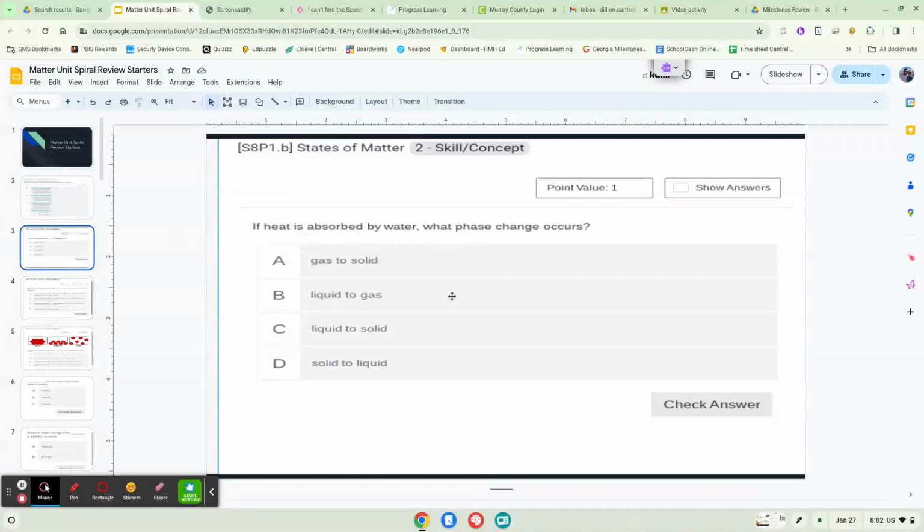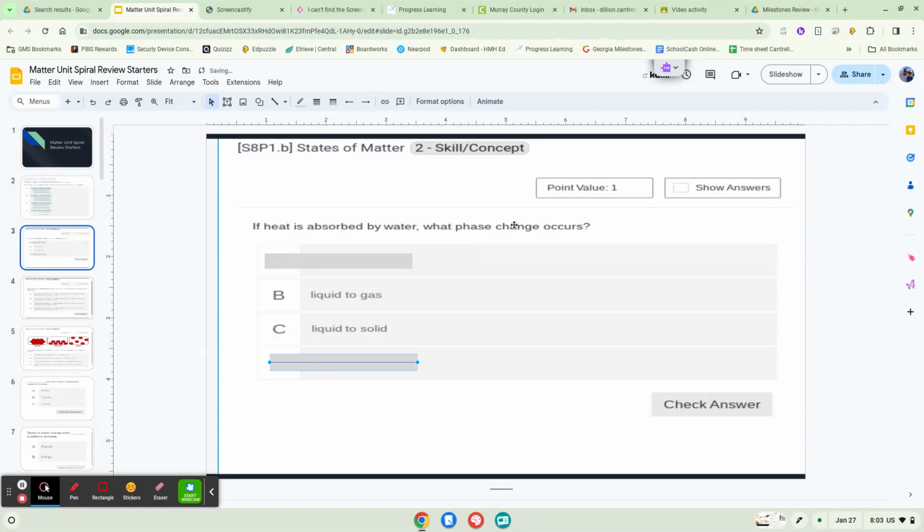All right, and this was number two. If heat is absorbed by water, what phase change occurs? So I'm starting with water, so I need to look at the options that start with liquid. A starts with gas, so I can go ahead and eliminate A. D starts with solid. I can go ahead and eliminate that.